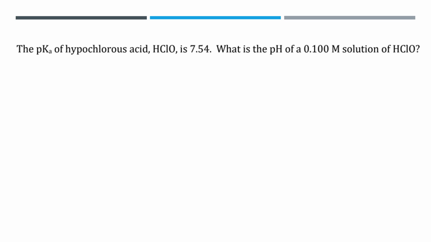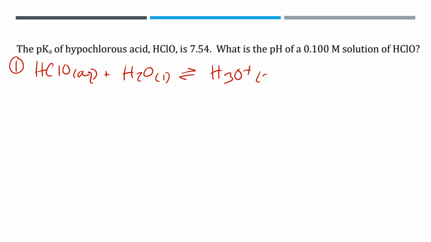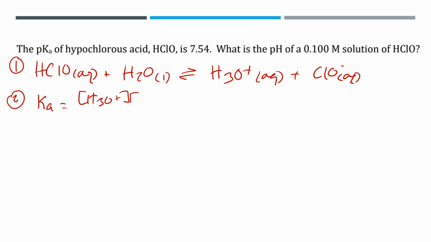So first step, hypochlorous acid plus water will produce hydronium ion plus the hypochlorite ion. This will give us my equilibrium expression. So K sub A, because this is weak, equals the hydronium ion times ClO minus over the concentration of HClO.